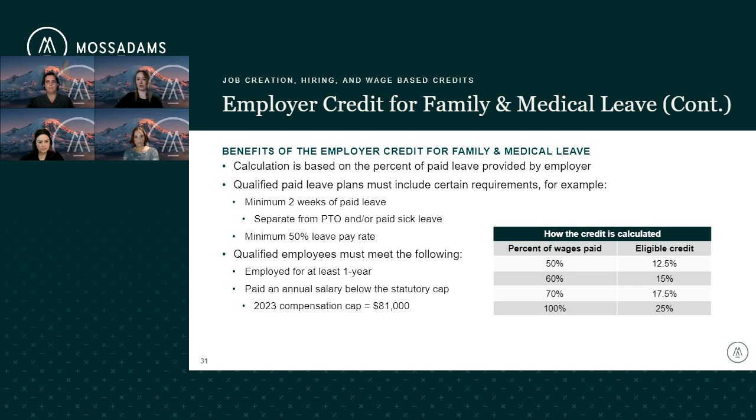But once you have a qualified policy, the amount of credit that you can generate is determined by the percent of wages you pay to employees while they're on leave. So in the table you see on the screen here, if an employer provides 50% of wages as the leave benefits for an employee, then they can generate a 12.5% credit on those wages. If they provide 100% paid leave, then it's a 25% credit. So the more generous the paid leave, the more generous the credit they can get in return.